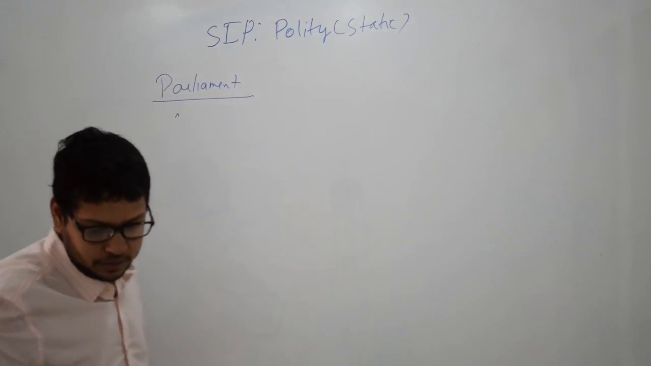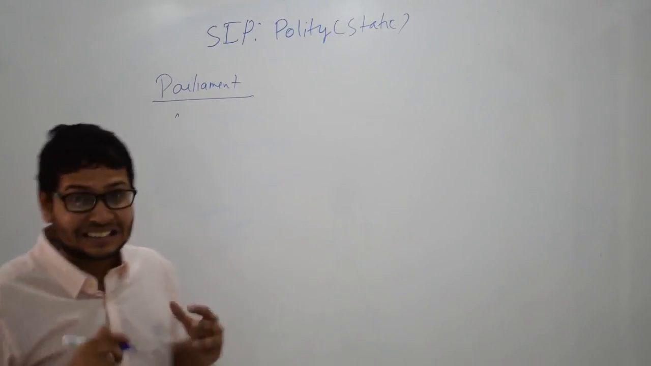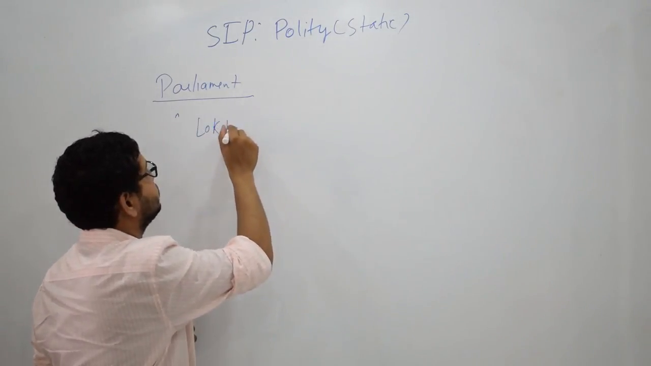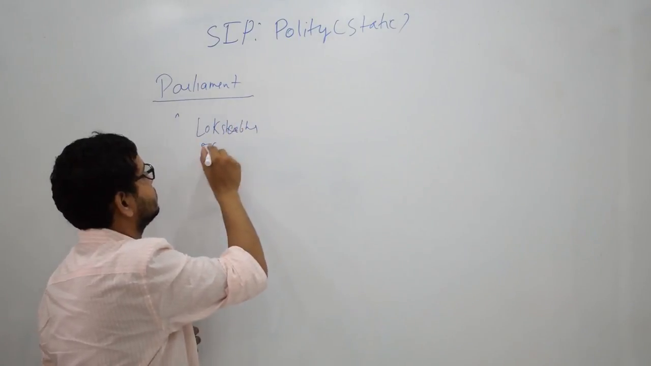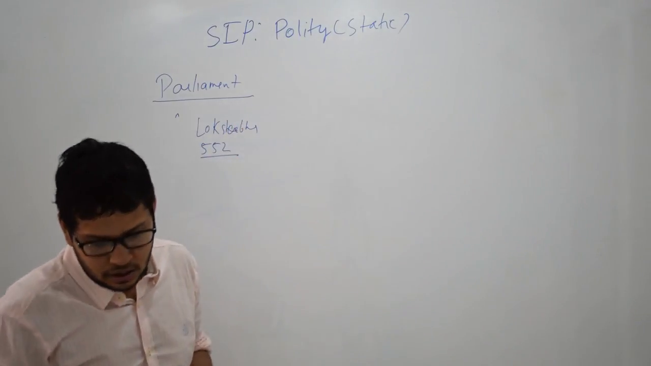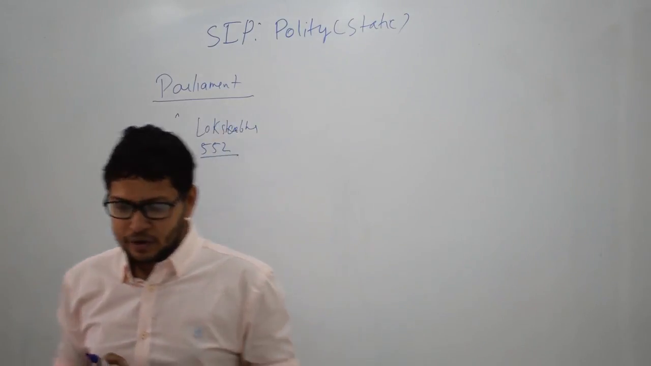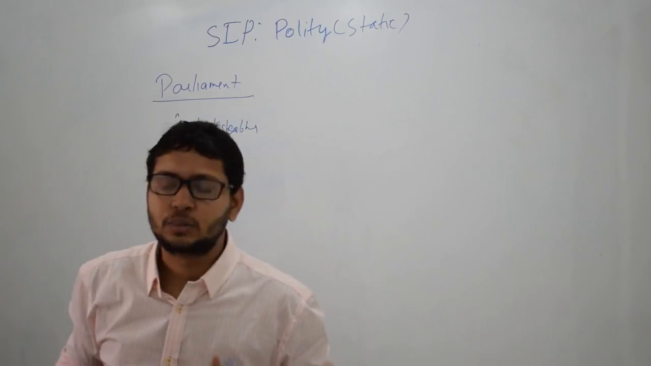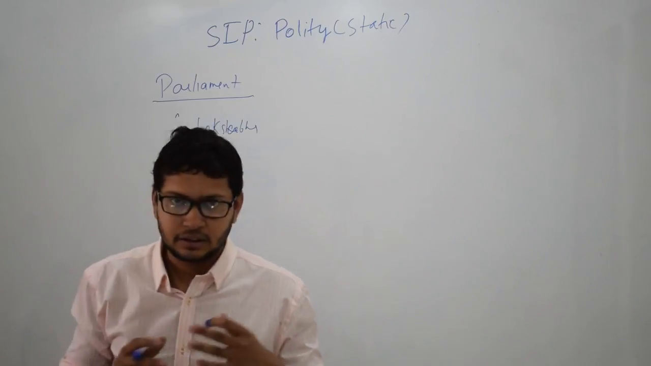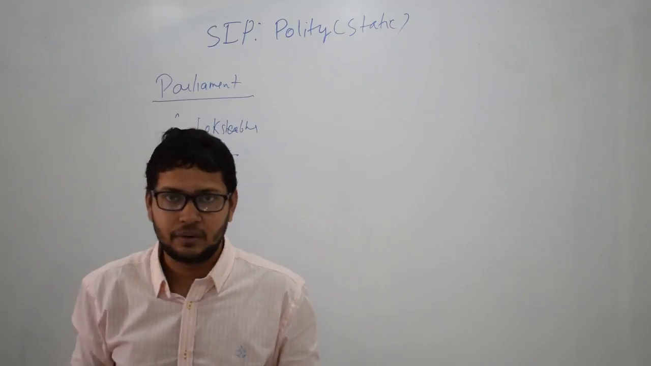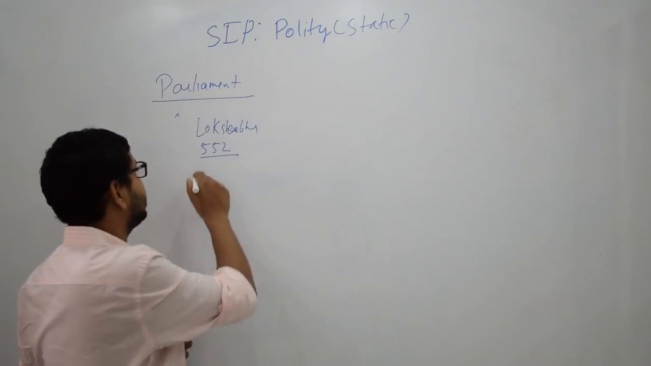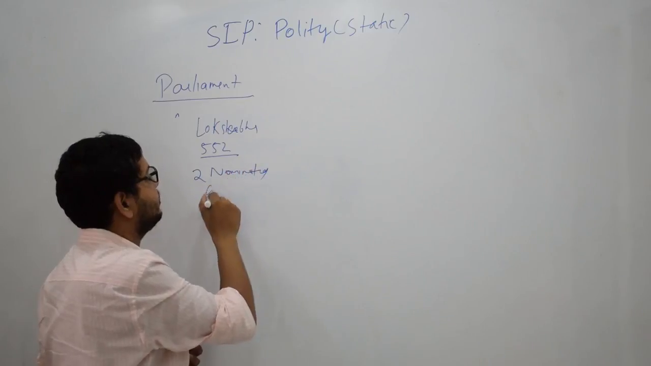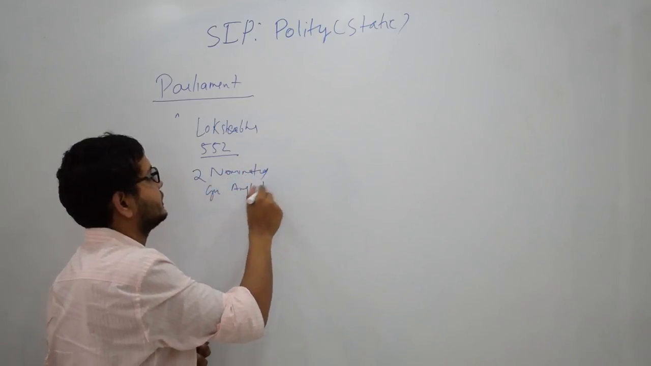So when we talk of Lok Sabha, the total or the maximum strength fixed is 552. And out of this 552, 530 are representatives of states and 20 are elected from union territories, and 2 of the members are nominated by the president, and they generally belong to the Anglo-Indian group.